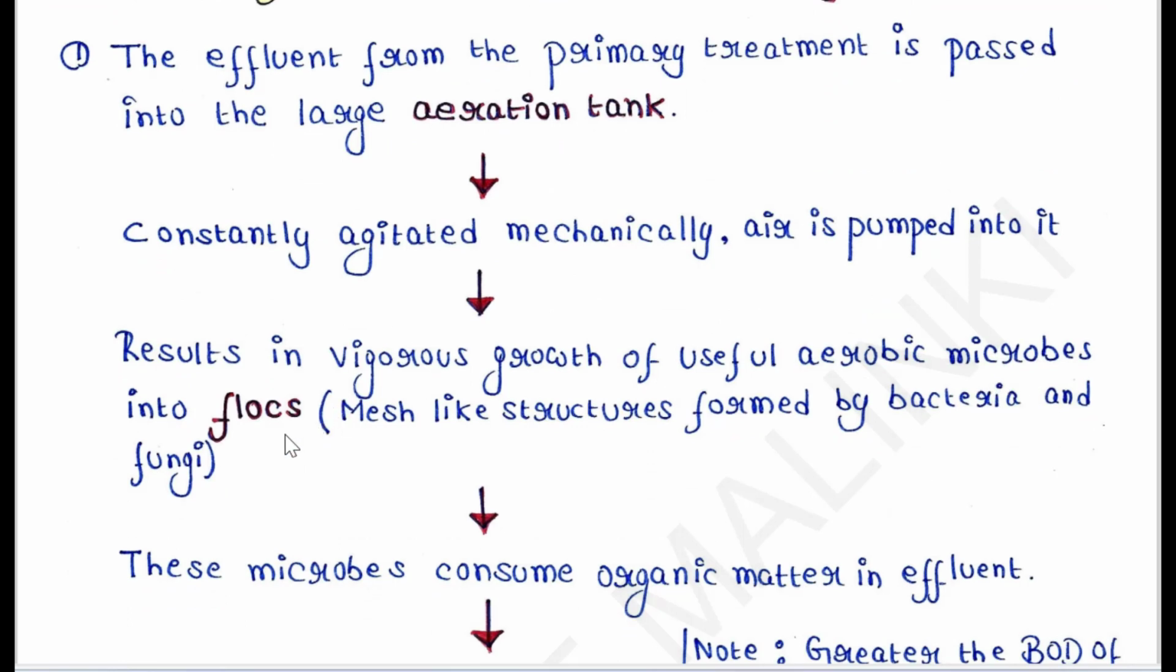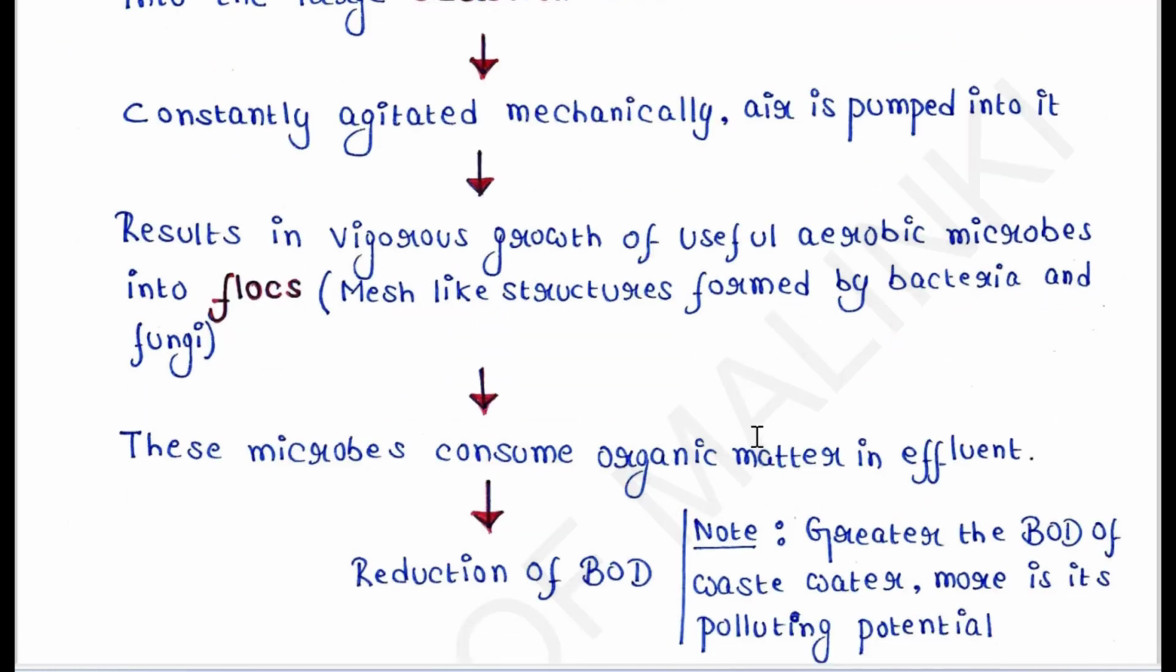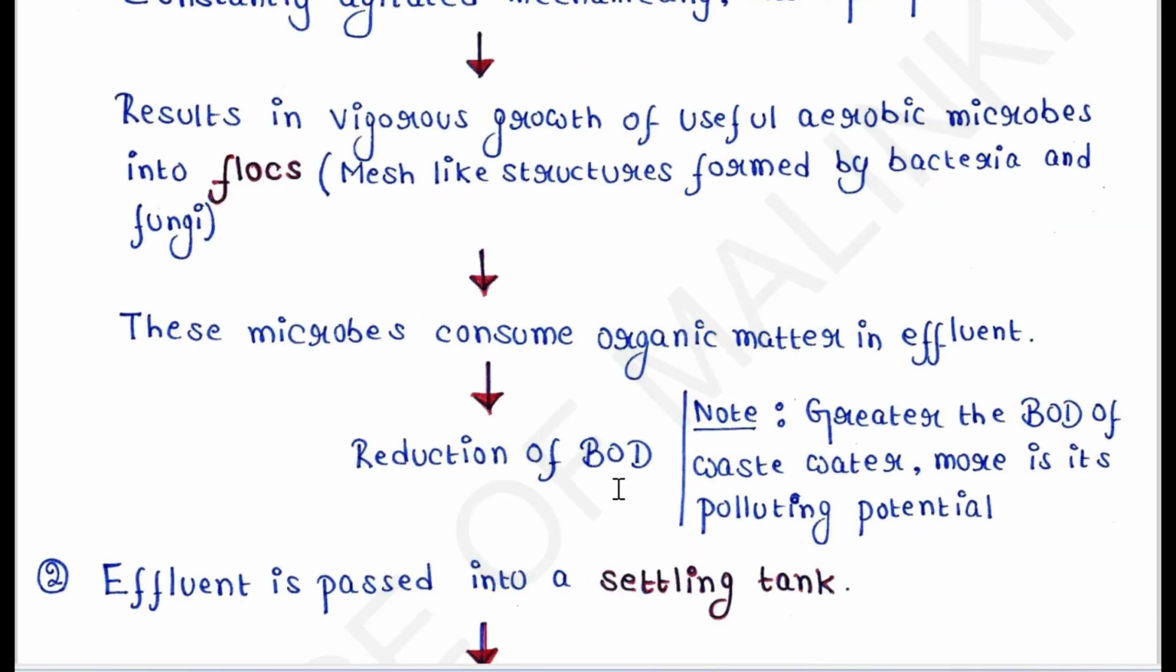What are flocs? Flocs are basically the mesh-like structures that are formed by bacteria and fungi. These aerobic microbes consume organic matter in the effluent, and in this way they reduce the BOD of water. We all know that the greater the BOD of wastewater, the more is its polluting potential, and when the BOD is reduced, the polluting potential of the water is less. That means the water is more pure.